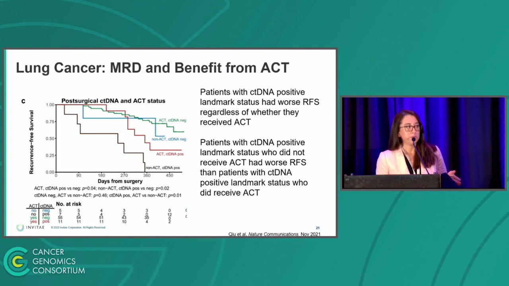But then if you look closely at the two lines towards the bottom, apologies for the red, that's the second one from the bottom, and the black line, they clearly separate. So that's suggesting that patients who were ctDNA positive benefited from the adjuvant chemotherapy. So this set the stage nicely for some interventional trials in this type of cohort.